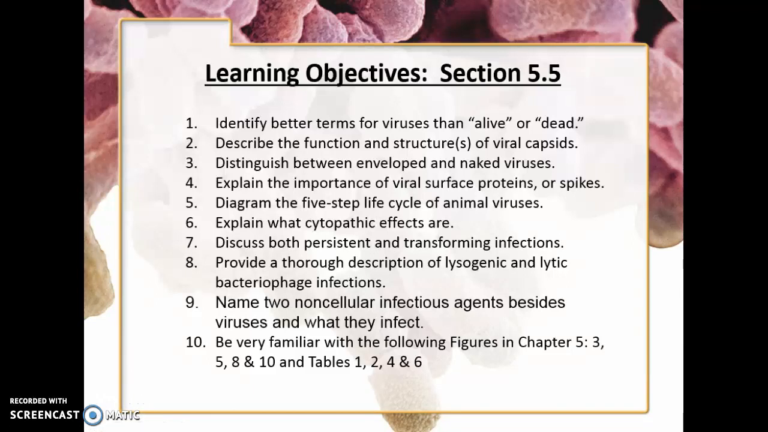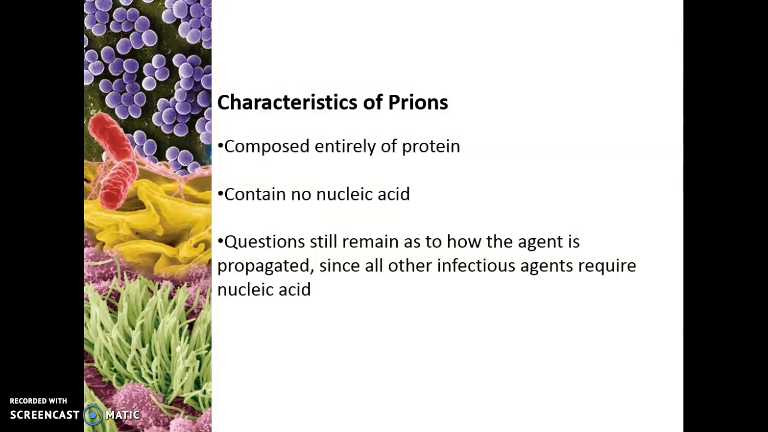Alright, section 5.5 simply deals with objective number 9 here. Name 2 non-cellular infectious agents besides viruses and what they infect specifically. So the first one are prions.